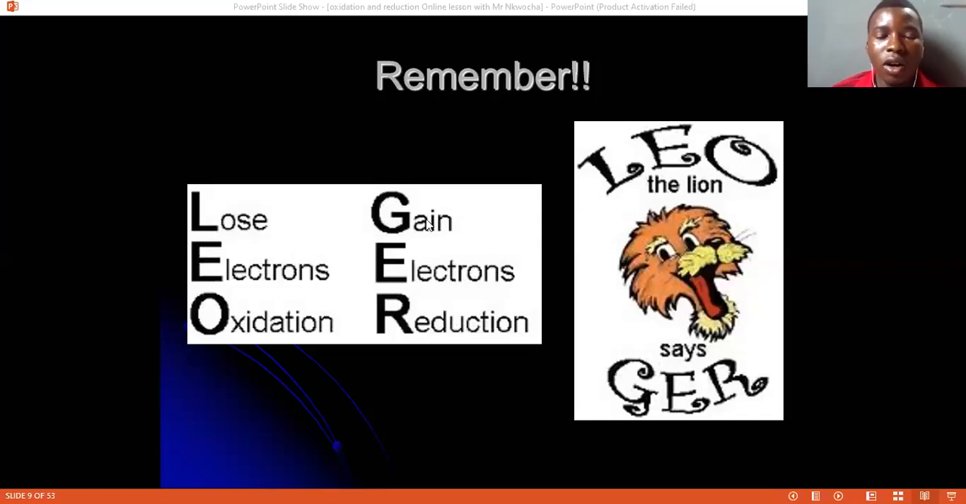So you can always use this to remember: oxidation, loss of electron, while reduction, gain of electron. So Leo the lion says, "Grrr."